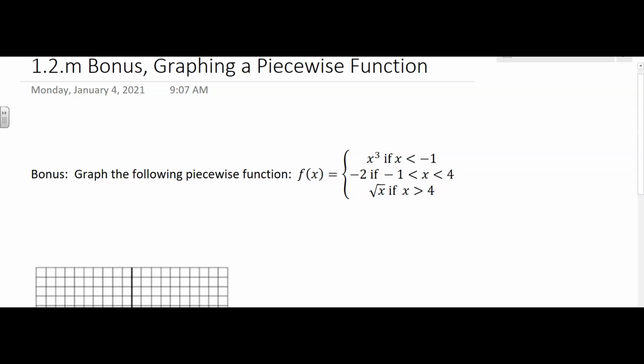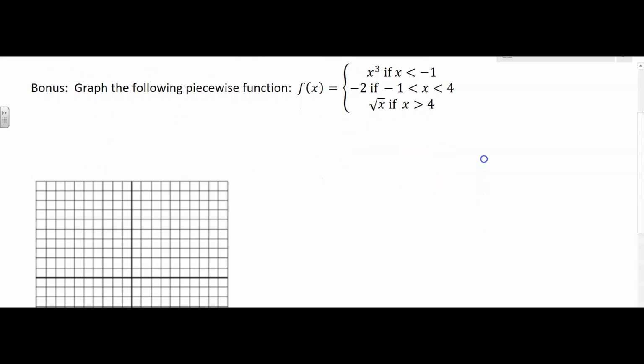So this is a bonus example. It's another example of graphing a piecewise function. I encourage you to stop the video and try it on your own first and see if you're able to do it, and then watch the video to see if you did it correctly. Or if you get stuck, then watch the video and you can see maybe what the sticking point was.